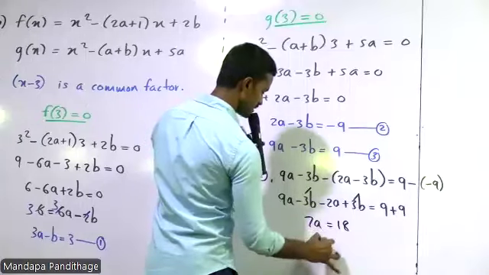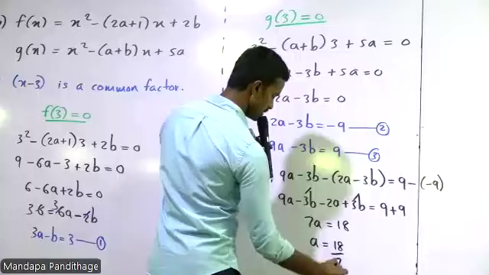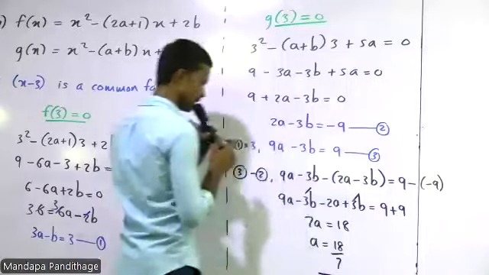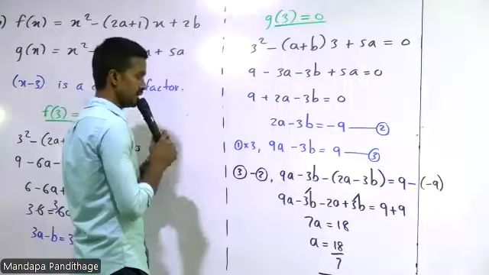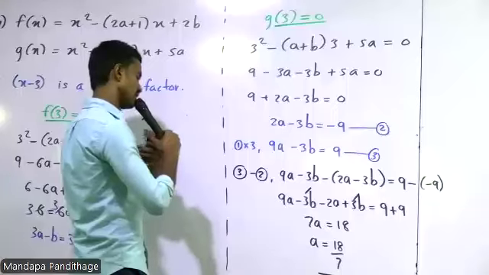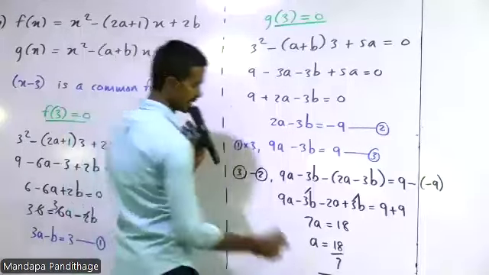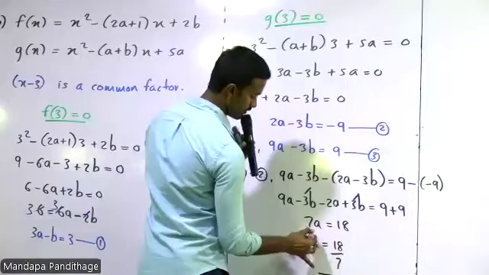I'm getting a fractional value. a is equal to 18 over 7. I told you by now you should get familiar with these fractional values. You are not getting integral values every time.